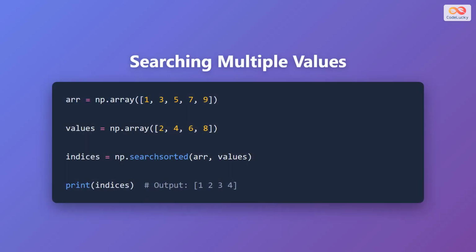You can search for multiple values at once by passing an array. Here we have our sorted array with 1, 3, 5, 7, 9. We create a values array containing 2, 4, 6, and 8. When we pass this to searchsorted, we get back an array of indices, 1, 2, 3, 4. Each index tells us where the corresponding value should be inserted.